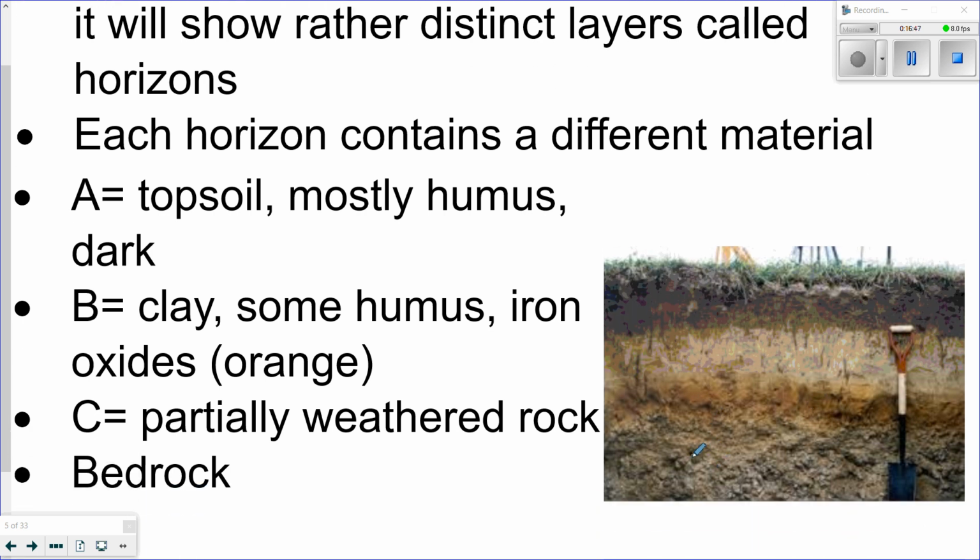Underneath that, we have our C horizon, which is going to be that partially weathered bedrock. So it's going to be more like boulders, rocky, and then underneath that is going to be solid bedrock. So that's going from the surface down to more towards the core, and that bedrock will extend all the way down into the mantle, essentially.